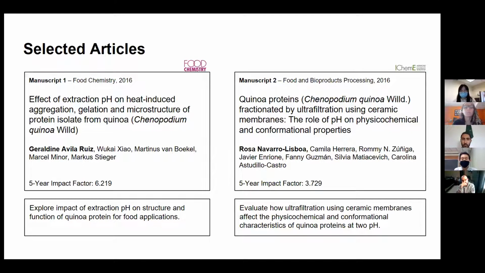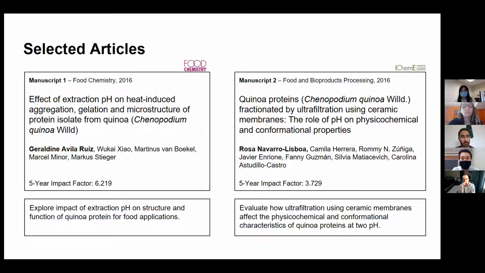And yes, like what Grace said, we are studying a little bit more on the effect of extraction pH on quinoa proteins. So we have this slide with our two articles that we selected, and I promise you it's not to confuse you. It helps us illustrate the narrative a little bit more.